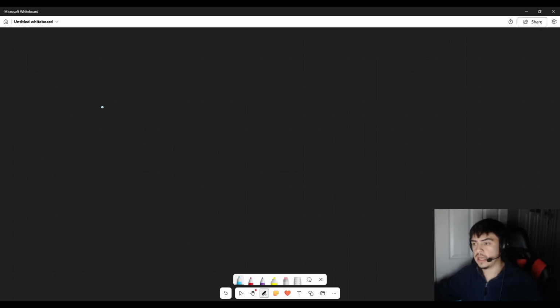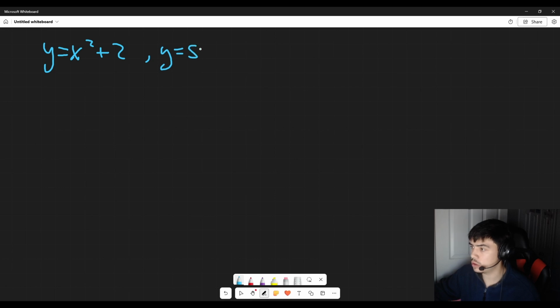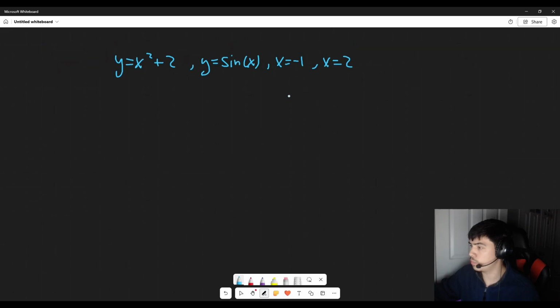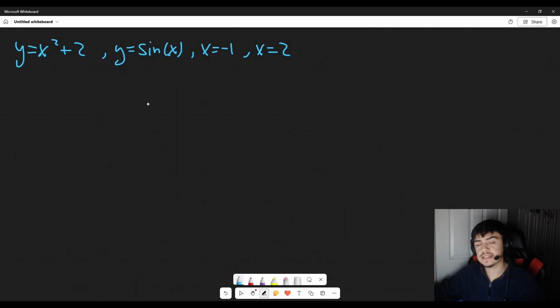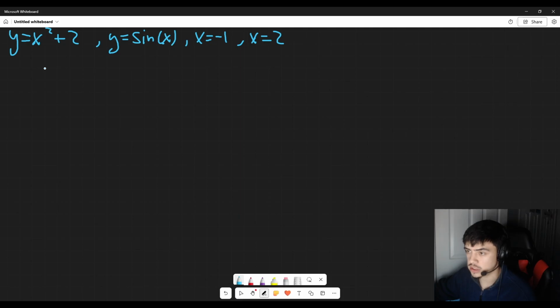So in our first example today, we're going to be finding the area between the curves y equals x squared plus 2, the function y equals sine of x, and the lines x equals -1 and x equals 2. So let's go ahead and draw these functions out. It's not super important to draw them out. It helps you get a better visualization. It's not completely necessary, but in this case, I want to show you guys everything.